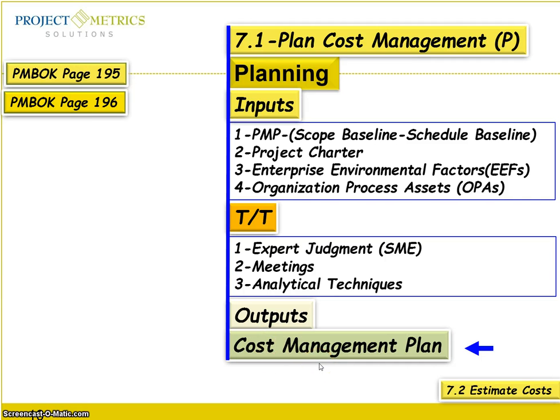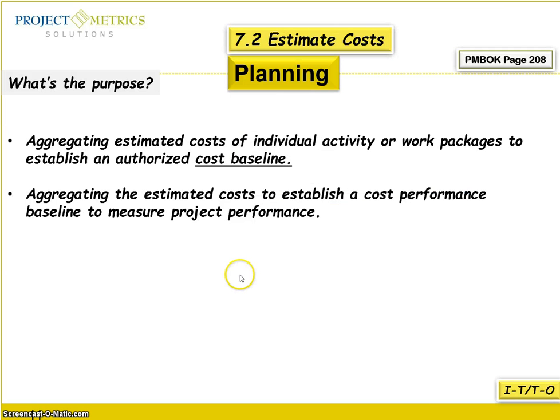The next step here is to estimate the cost. The purpose is aggregating the estimated cost of individual activities or work packages to establish an authorized cost baseline. It is also aggregating the estimated cost to establish a cost performance baseline to measure the project performance.